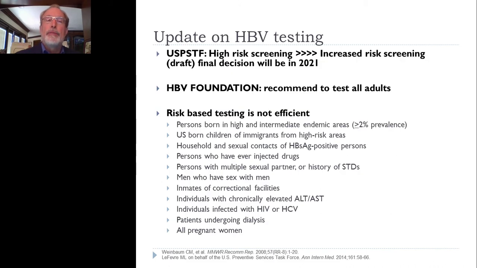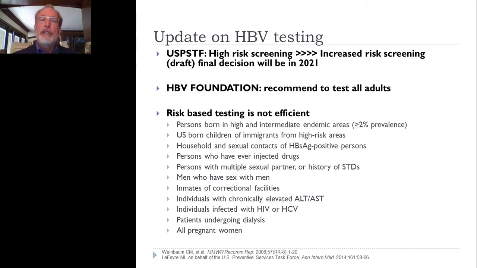A little bit more on hepatitis B testing. The Preventative Health Services Task Force, which recommends high-risk screening, may be modifying their recommendations to test all adults in 2021. I definitely hope so. How do we get to elimination if we're not testing everybody? And we don't just test with a single test. We need a triple panel. I'll describe that triple panel in just a moment.